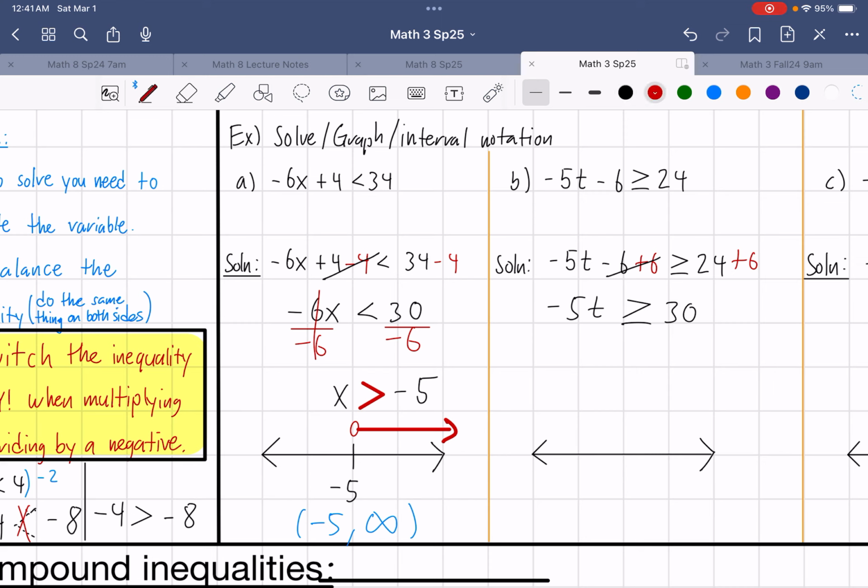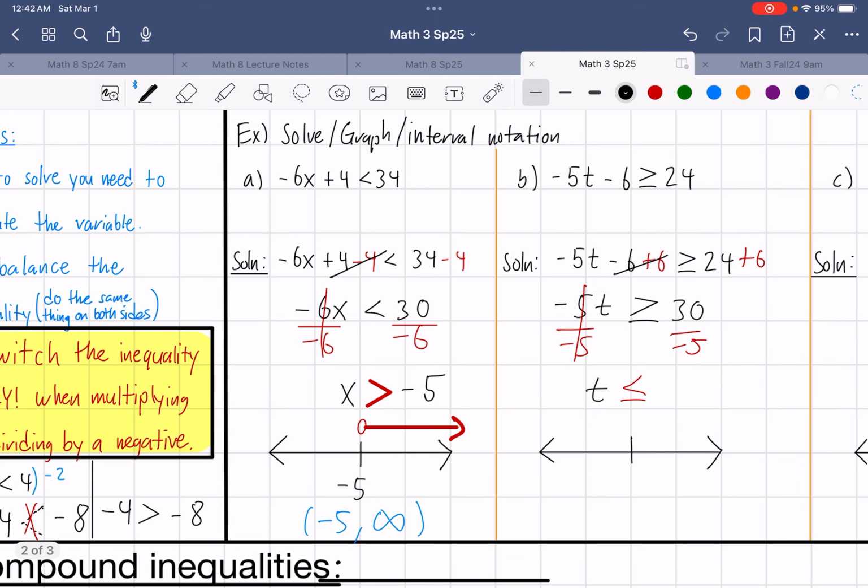And then we can divide again. But don't forget, dividing by a negative, you have to switch your inequality. So that's going to have to make this less than or equal to. We switch it. It's going to be t, and then negative 5 goes in 30, negative 6 times.